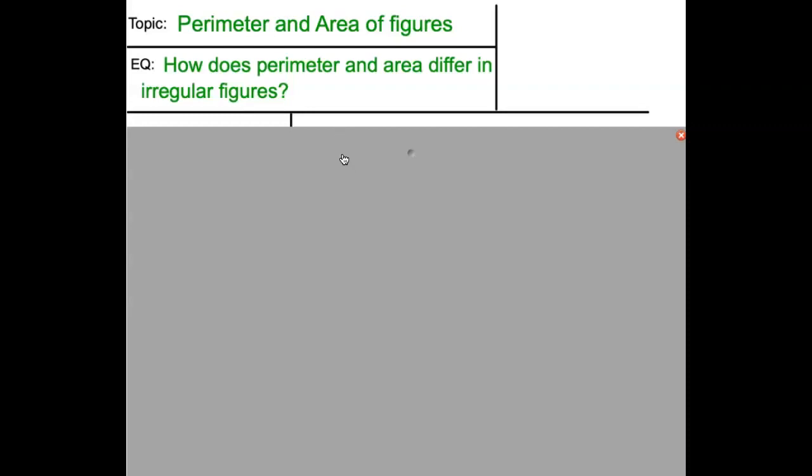Welcome to your first lesson of your new unit. Our topic is perimeter and area of figures. And our essential question is, how does perimeter and area differ in irregular figures specifically?